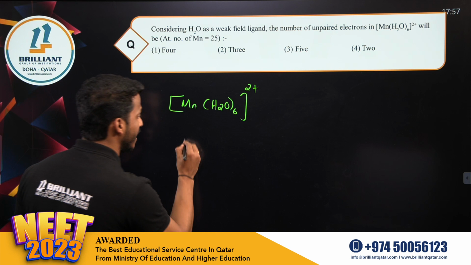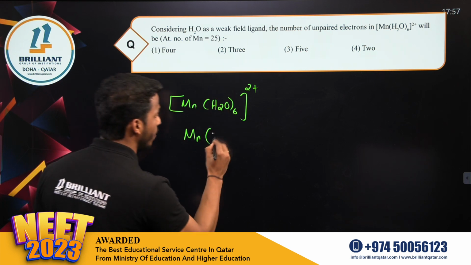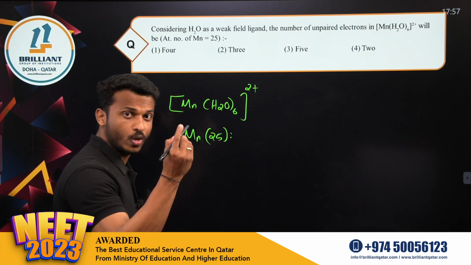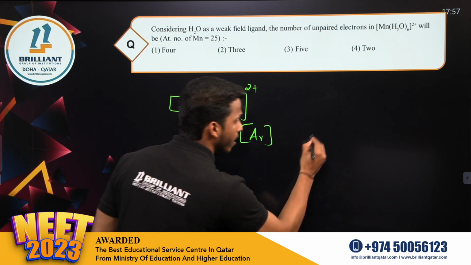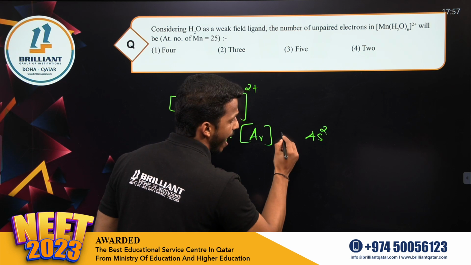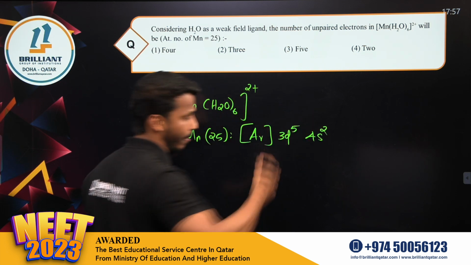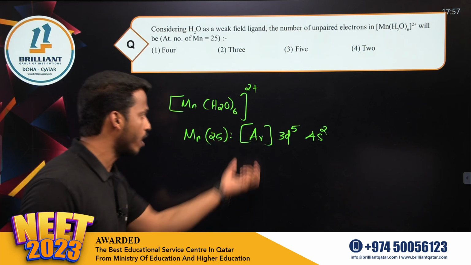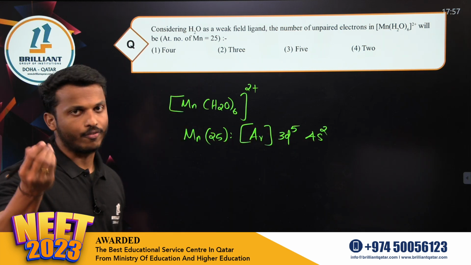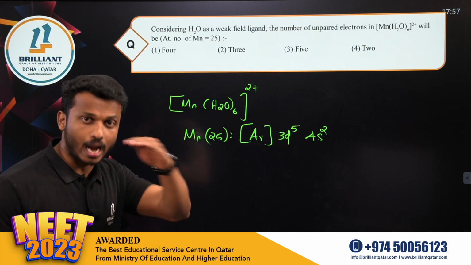The manganese is the central metal atom, and its atomic number is given as 25. So what is the configuration? Argon, atomic number 18, next 2 electrons go to 4s and the remaining 5 electrons go to 3d. So the electronic configuration of manganese is argon 4s2 3d5. In this question, this is the ground state.